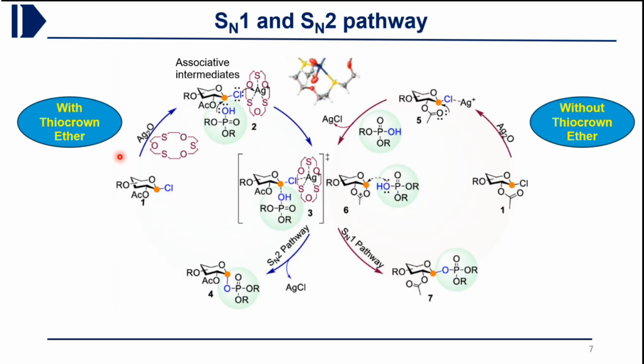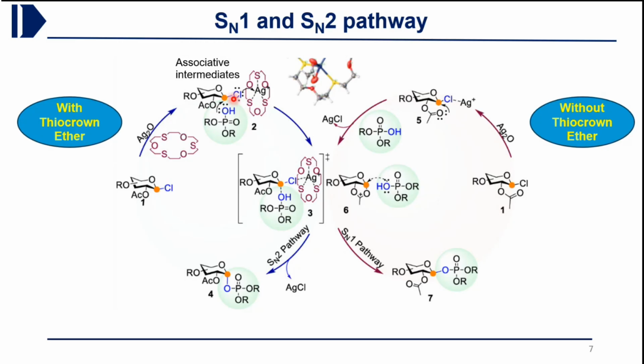Now with thiocrown ether, what is happening? Everything is the same: we have the beta glycosyl donor in the presence of silver oxide. In this case they have added thiocrown ether. What is thiocrown ether doing? It is coordinating with the silver salt, silver oxide. Then this chloride will again coordinate with the silver, so an associative intermediate will form.